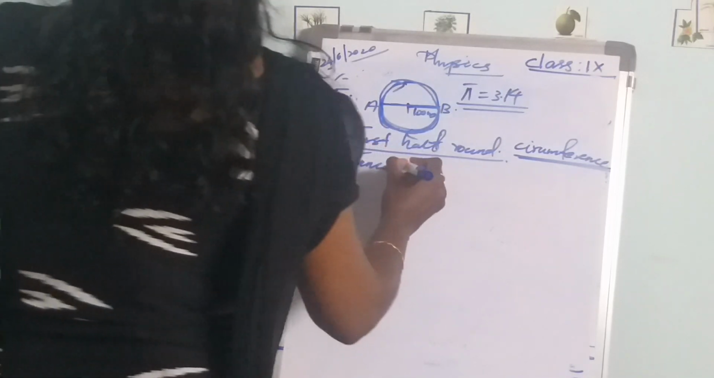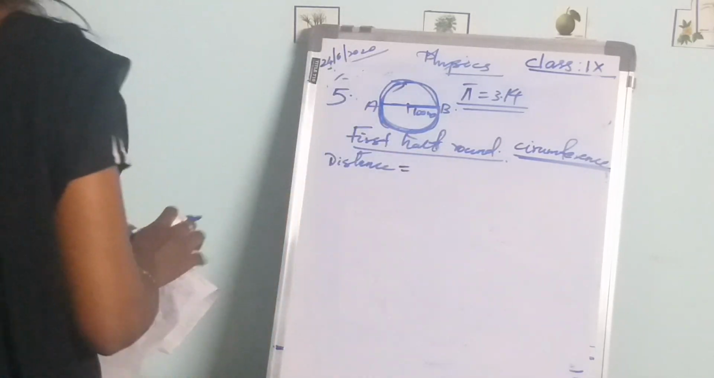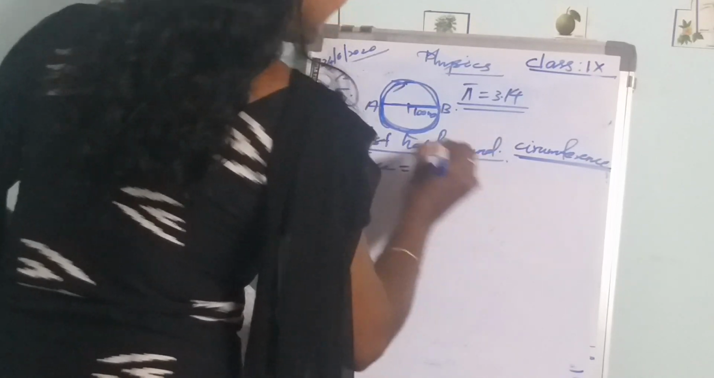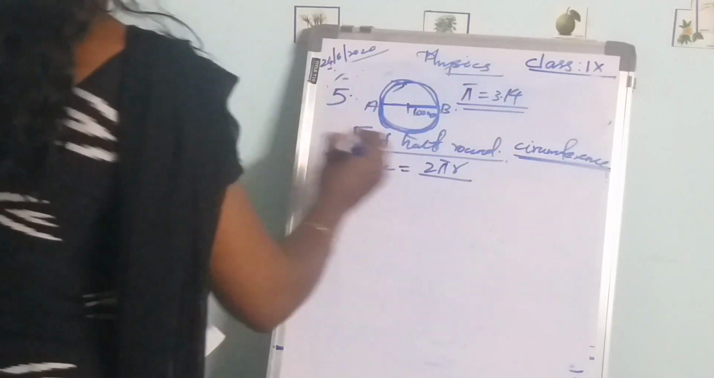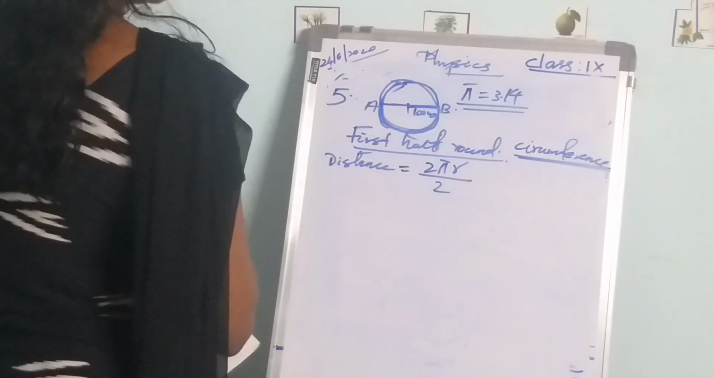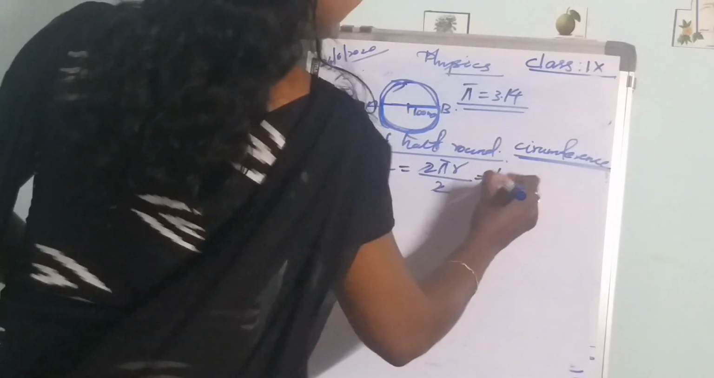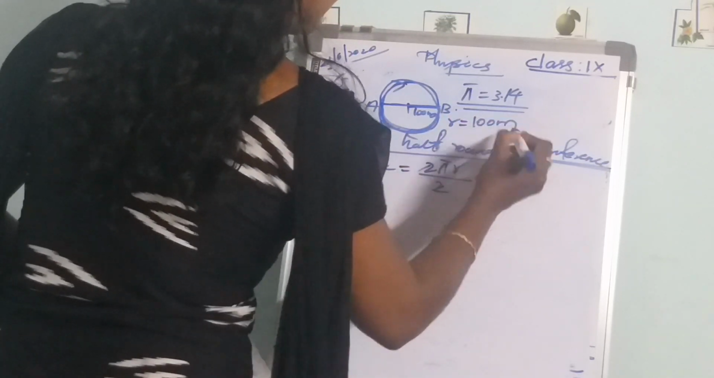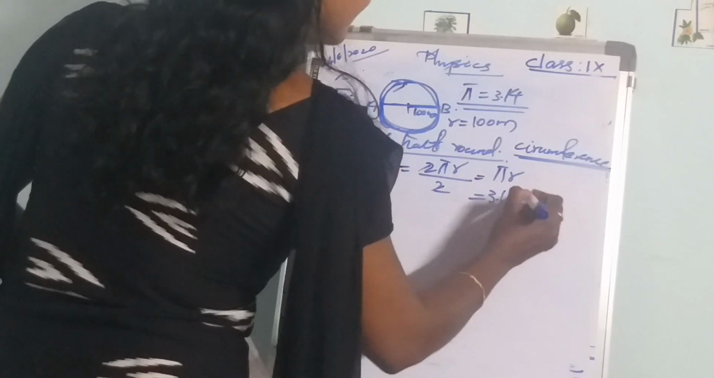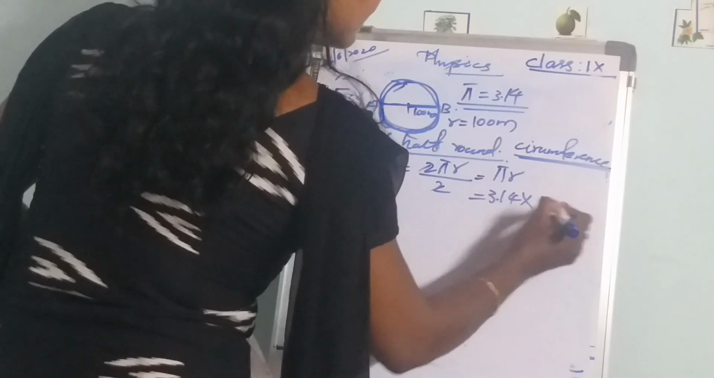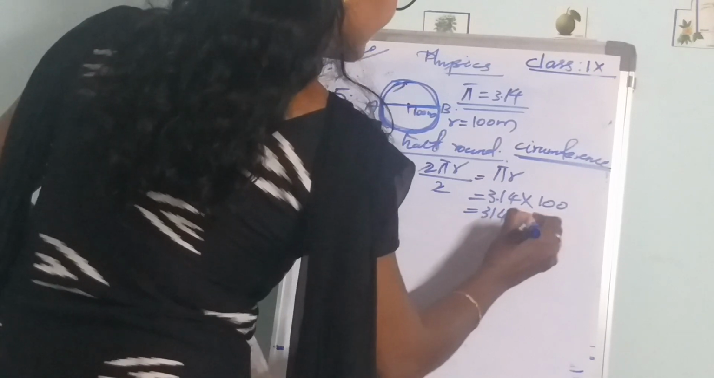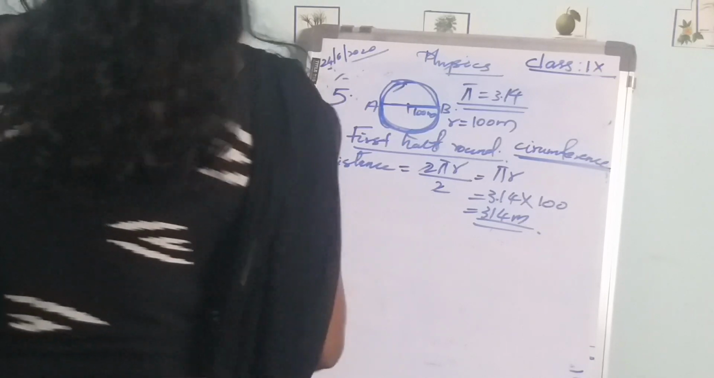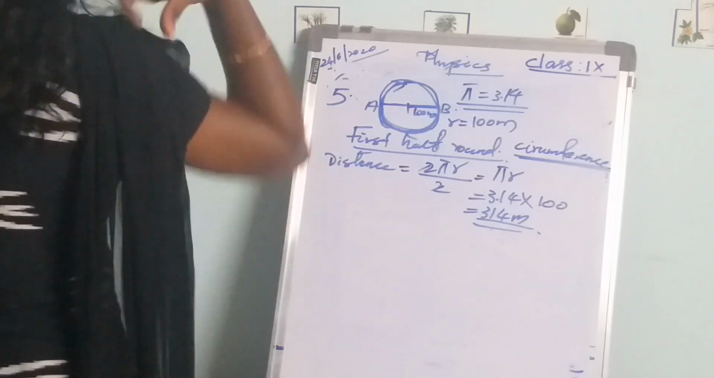You know the circumference of a circle is 2 pi r. Here the distance is circumference divided by 2, that is half of the circumference. The 2 cancels, so we get pi into r. Radius is given as 100 meter, pi is 3.14, so 3.14 into 100 gives 314 meter. This is the distance in the first half round.